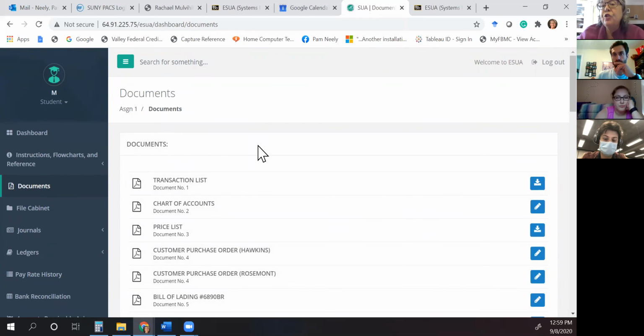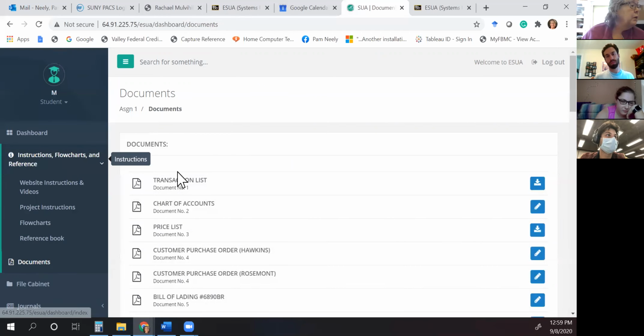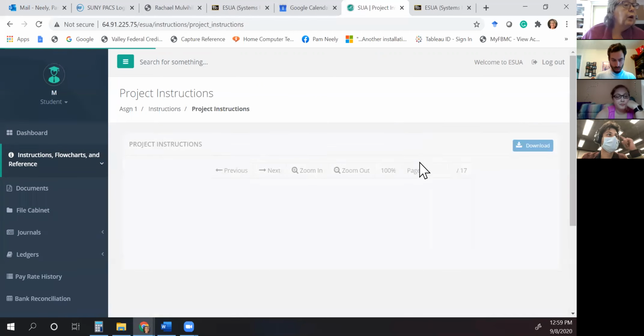So when you finish doing all your transactions, part of the month-end procedures is to post from, and let me just go ahead and open that up, so you can see where I found that.